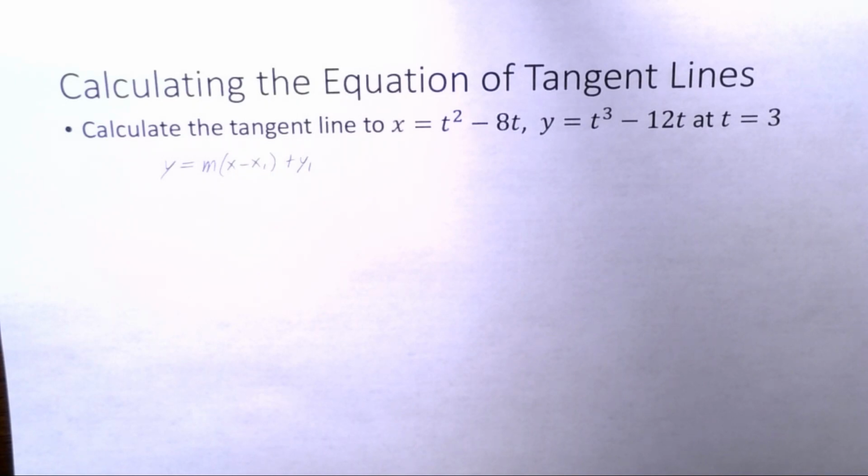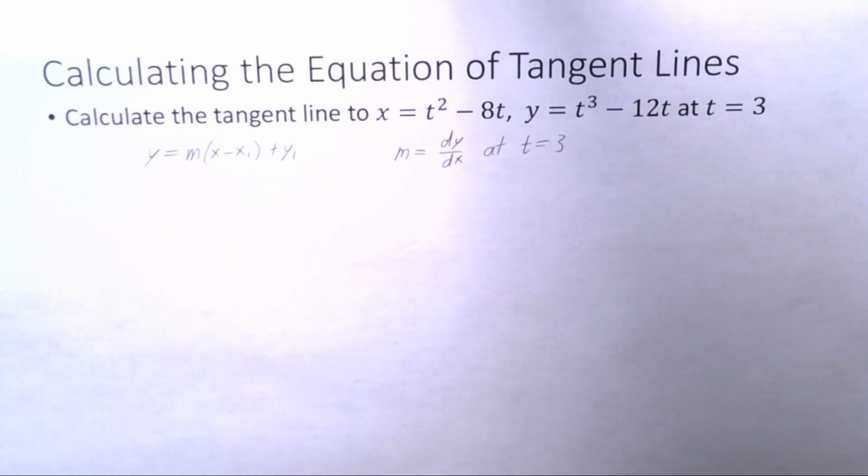Now, think to yourself, how can we calculate each of those from the information given above, where we have x equal to t squared minus 8t, y equal to t cubed minus 12t, and t equals 3.